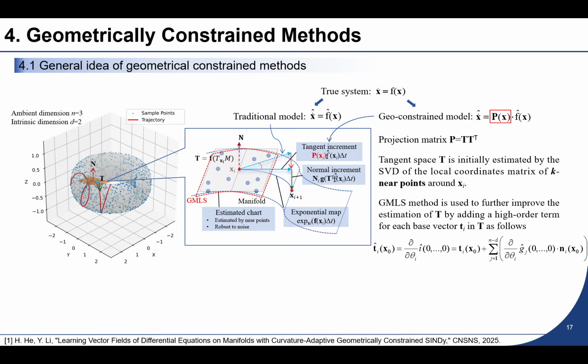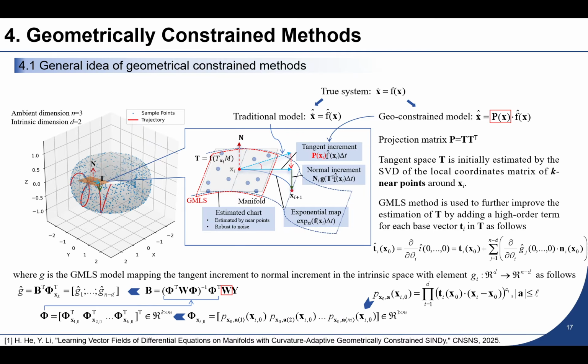This allows us to model not only tangent increments, but also the corresponding normal correction as the second part in this formula. Detailed model of a function g, which is a GMLS model, is given here. More information can be found in this reference paper as shown below.